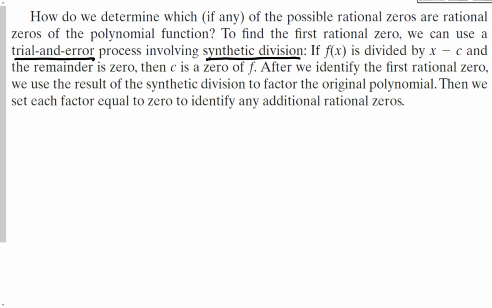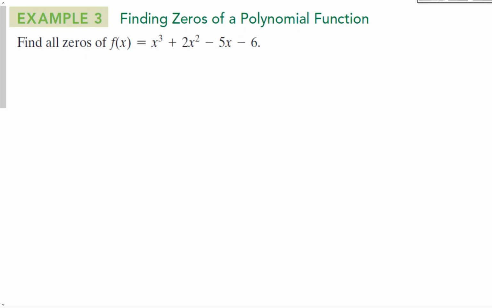We're looking for one of these zeros to, when you use synthetic division, give you a remainder of 0, to actually work. After we identify the first rational zero, we use the result of the synthetic division to factor the original polynomial. Then we set it equal to 0 and do whatever we need to do with it. Okay? So let's look at this one. This is an x to the 3rd problem.